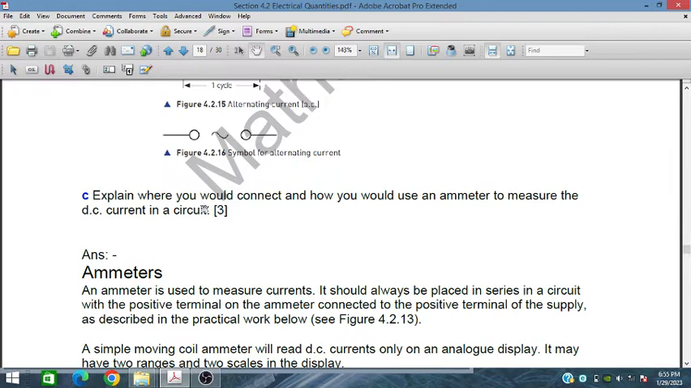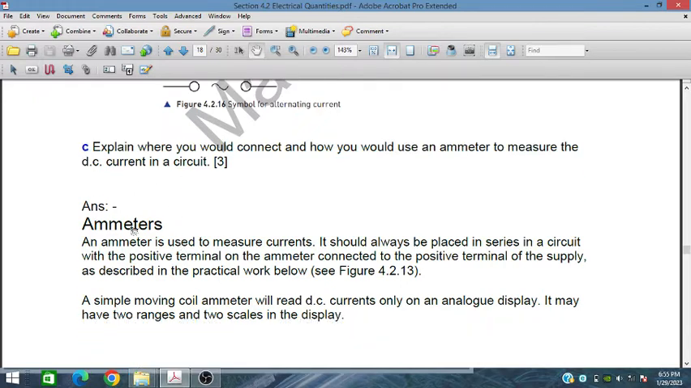Explain where you would connect and how you would use an ammeter to measure the DC current in a circuit. Ammeters are always used in series. An ammeter is used to measure current. It should always be placed in series in a circuit, with the positive terminal on the ammeter connected to the positive terminal of the supply, as described in the practical workbook.